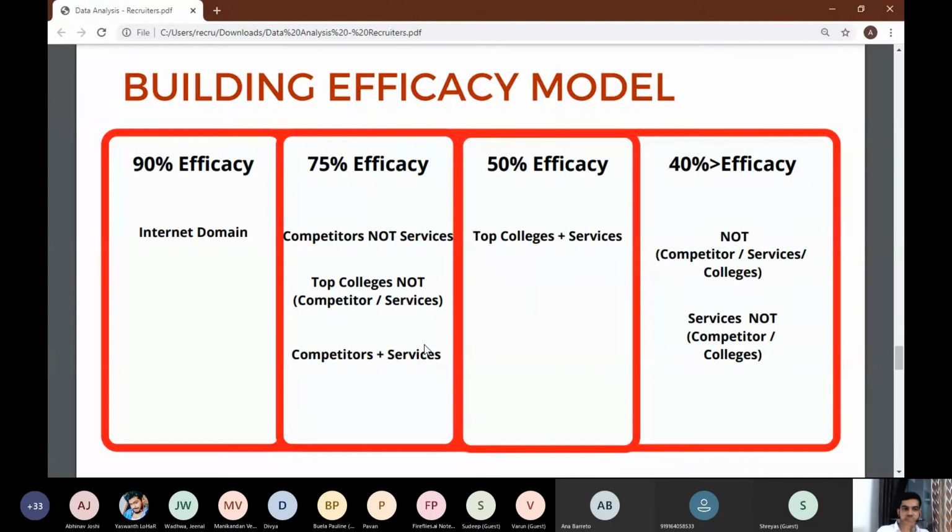So what is it? 90% efficacy when you choose internet domain. We are not discussing Boolean here. I'm talking about how you break down your data sets, and what the models of breaking down data sets are. Boolean also helps you break down data sets, but that's a different topic. We are not going to discuss this, at least for today.